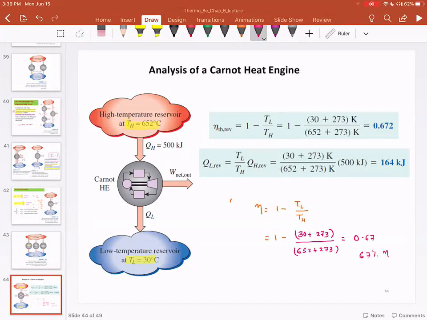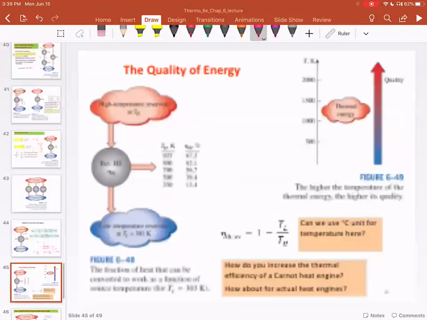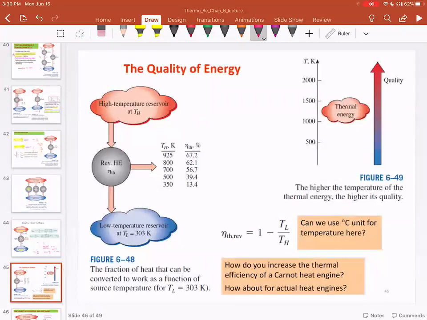So this engine is 67% efficient. Efficiency is work divided by Q in, and the efficiency is 67%. If I want to find out the work done, I multiply this by 500, and that gives me the work as 164 kilojoules. I'm planning to work out a few problems, so this is the first problem. If I give you a Carnot engine, you can find out the efficiency.